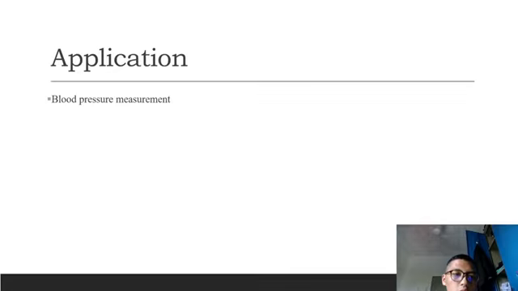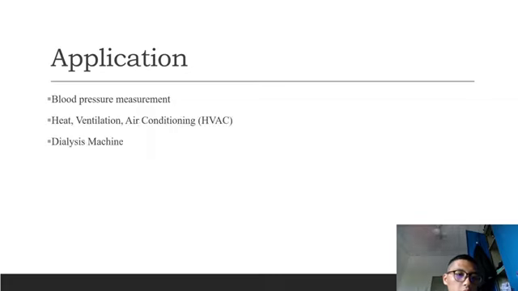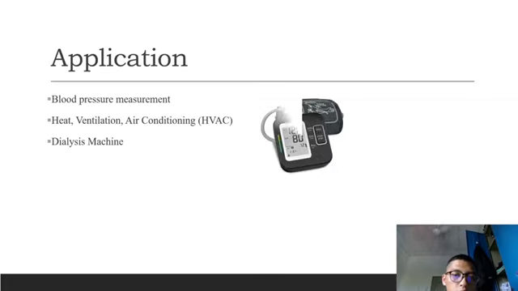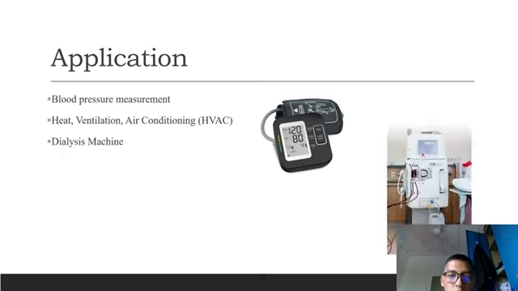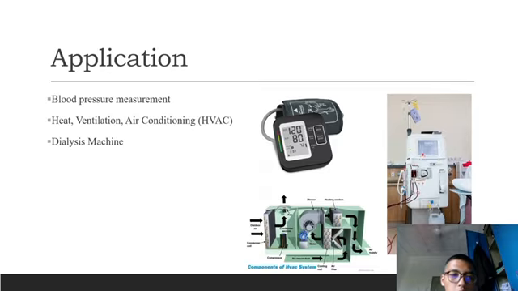For the application, the capacitive sensor is used for blood pressure measurement, heat ventilation and air conditioning (HVAC), and dialysis machines. The first image is focused on blood pressure measurement, the second image on the dialysis machine, and the third one on heat ventilation and air conditioning (HVAC).